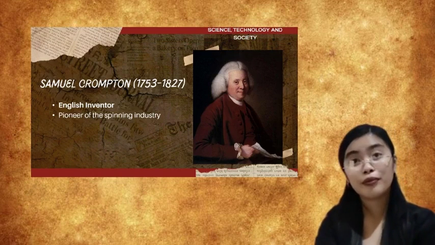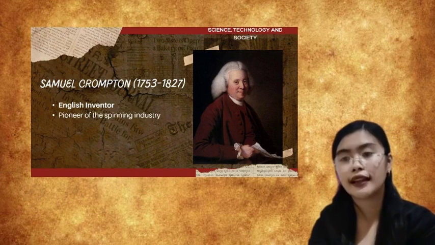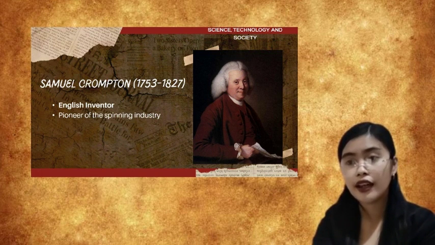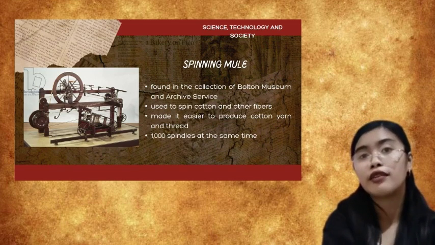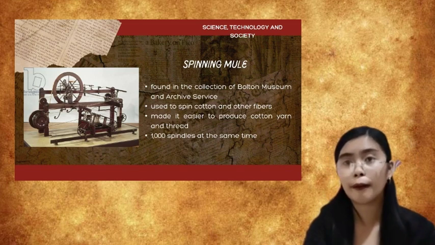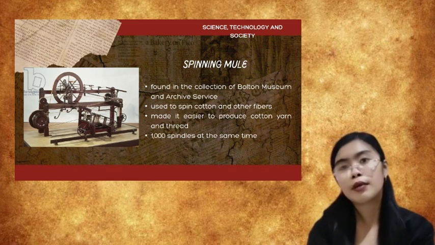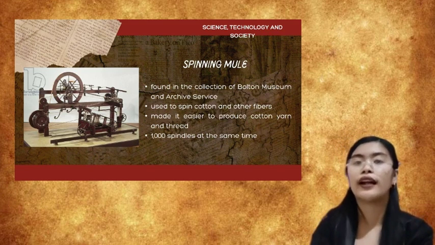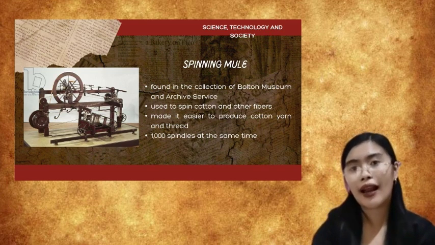Samuel Crompton was born on December 3, 1753 and died on June 26, 1827. He was an English inventor and pioneer of the spinning industry, building on the work of James Hargreaves and Richard Arkwright. At ang kanyang isa sa inbensyon ay yung spinning wheel, natagpuan sa koleksyon ng Bolton Museum and Archive Service. At sinasabi na mas napapadali nito ang pagpuproduce ng yarn dahil ito ay ginagamit sa pag-spin ng cotton and other fibers. At 1,000 spindles ang nagagawa nito sa isang gawaan lamang.